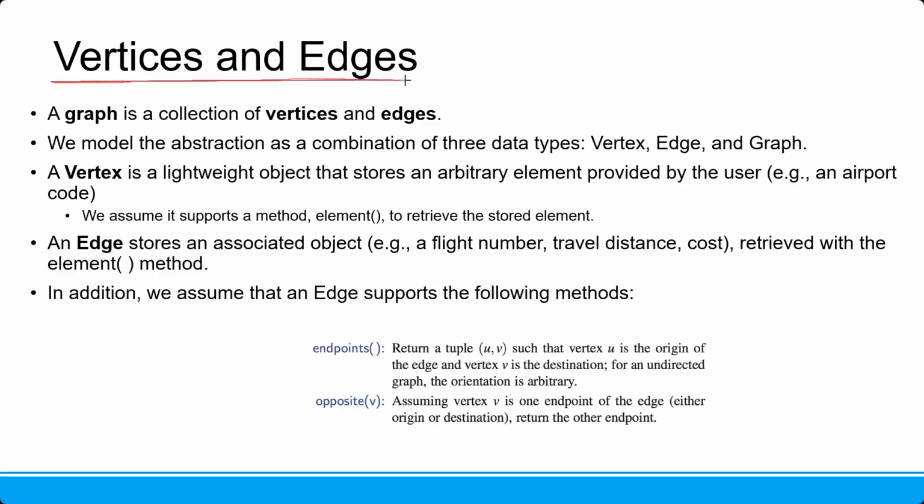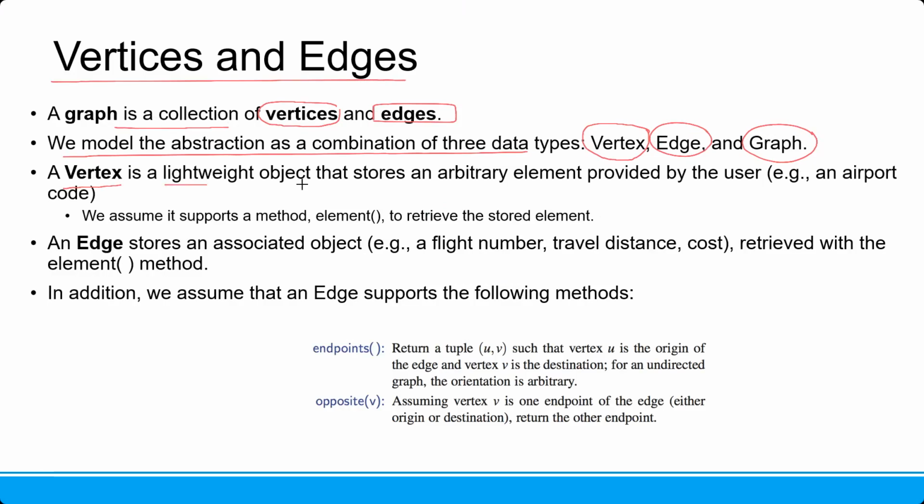A graph is a collection of vertices and edges. So we model the abstraction as a combination of three data types. We will create vertex, we will create edge, and we will create graph.